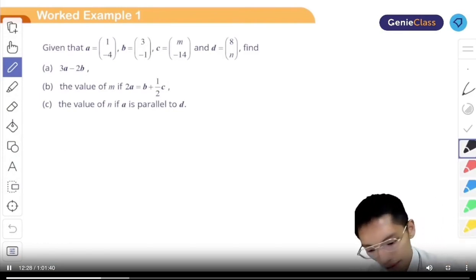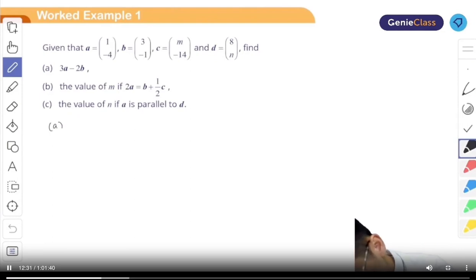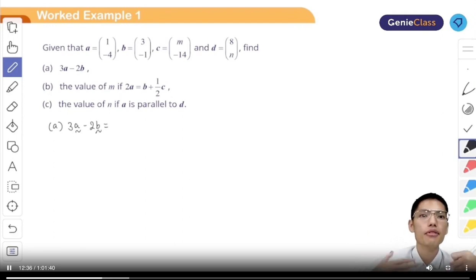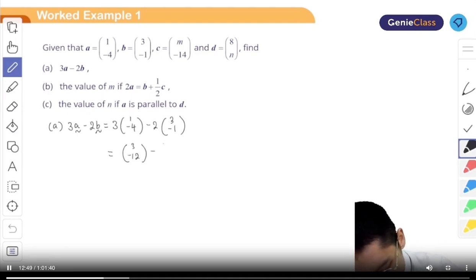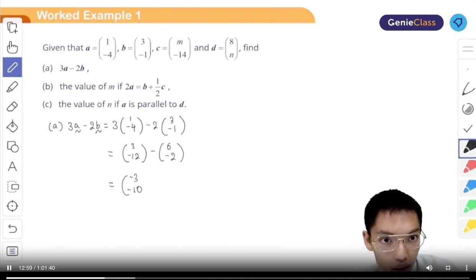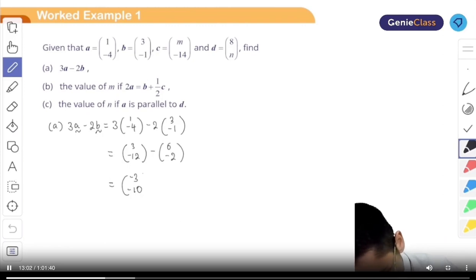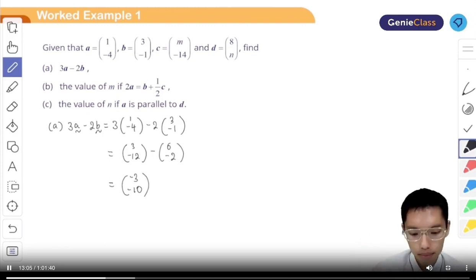Now, following up. First up, given these vectors, how do I solve for my vectors? First one, straightforward, 3a minus 2b. Just be careful of your scalar multiplication. So 3, a recap of your matrices, negative 1, 4, minus 2, negative 3, 1. Okay, simplify. This will just give you 3, negative 12, minus 6, minus 2. Simplify further. I'm going to get minus 3, minus 10. Yes, minus 3, minus 10. That is what I'm going to get.